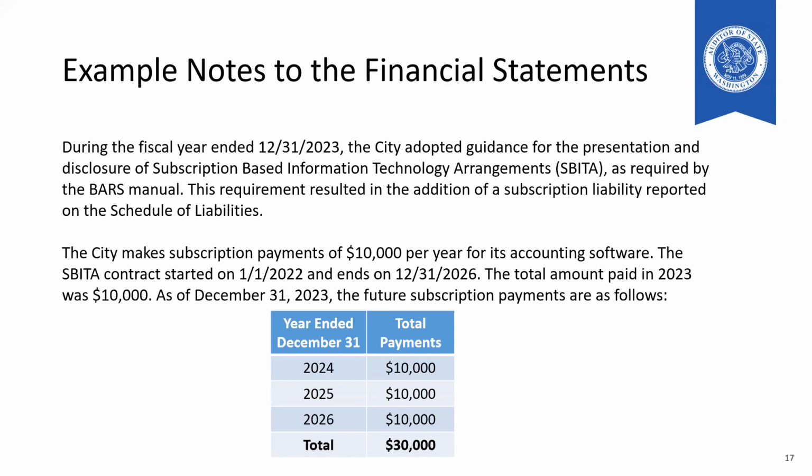Now, the total amount of future subscription payments that we report here in the notes to the financial statements should match the SBITA liability that's reported on the schedule of liabilities. If you remember our schedule of liabilities, the ending balance for this SBITA liability was $30,000. So the two amounts match.